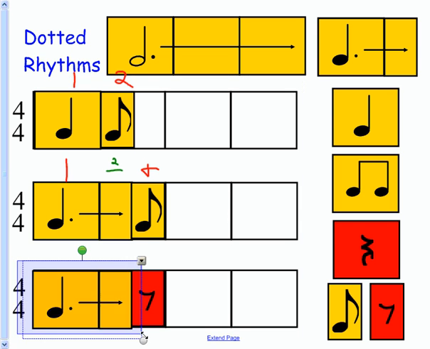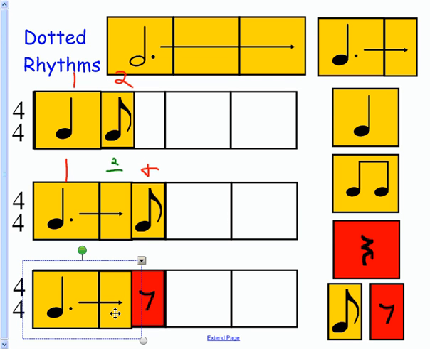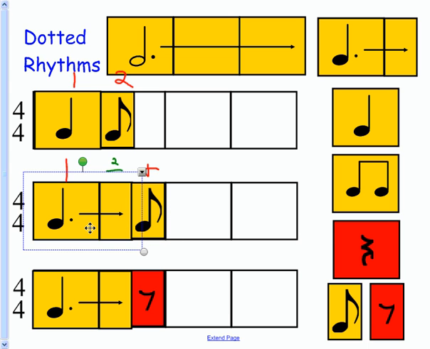Less common you'll see is this one, which is the dotted quarter with the eighth rest. More common will be that one. It's also easier to count because this one you just have one. It's just one, and that's it. This one you have to have that extra and. One and.